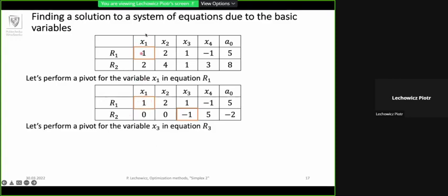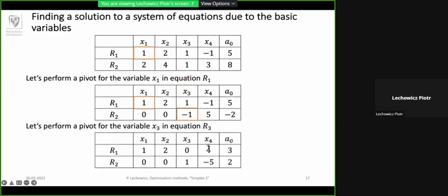So after that, we do not need to divide this row by any value because we have one already here, but we need to subtract 2R1 from R2. So 2 minus 2 times 1 is 0, 4 minus 2 times 2 is 0, 1 minus 2 times 1 is minus 1, 3 minus 2 times minus 1 is 5. Here we have minus 2. And then we are performing a pivot on third column, second row, so on our second basic variable. And we obtain such a system of equations.